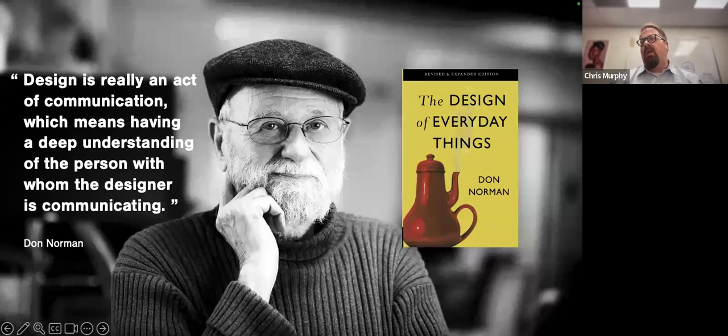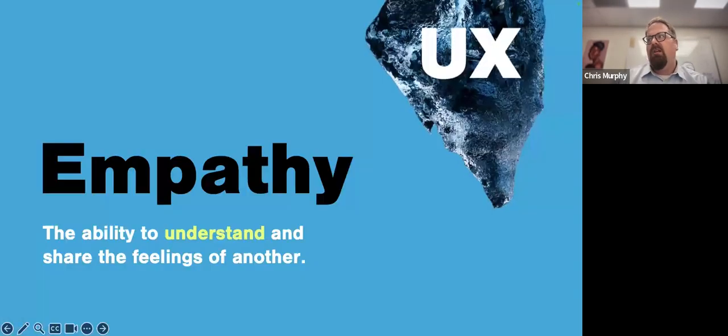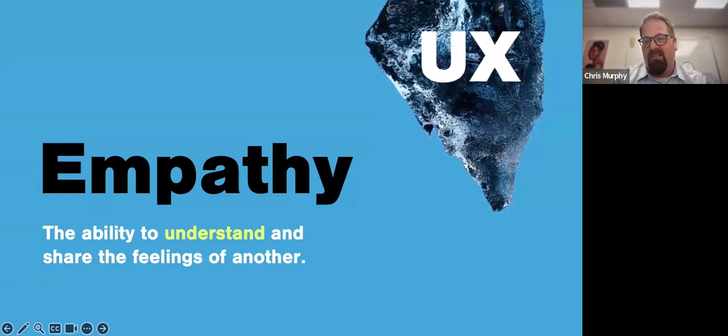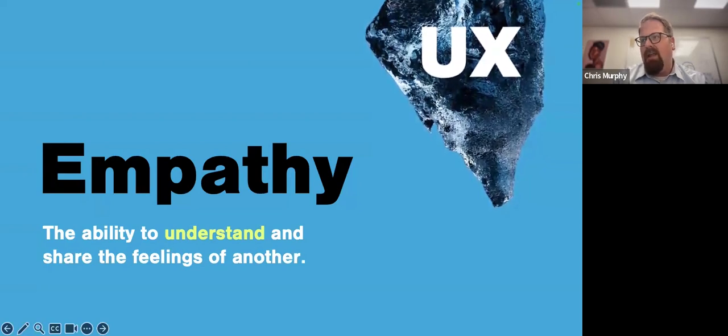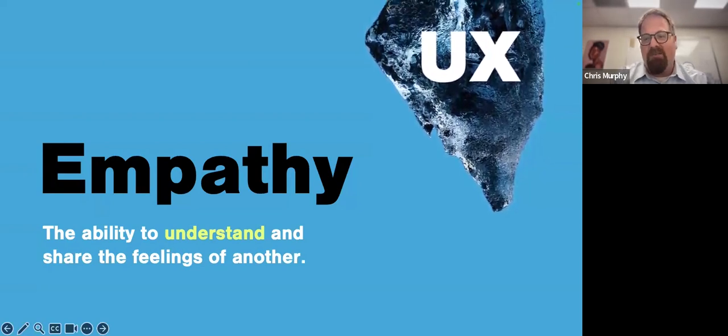When I think of UX design, I often think of Don Norman, who is known as the father of user experience. Don Norman wrote a book called The Design of Everyday Things, which is a must read. One of his quotes from that book is, design is really an act of communication, which means having a deep understanding of the person with whom the designer is communicating. That brings me to probably the most important term you will ever hear when it comes to understanding this field, which is empathy. It's not the same as sympathy. It doesn't mean you're sympathetic to the person.